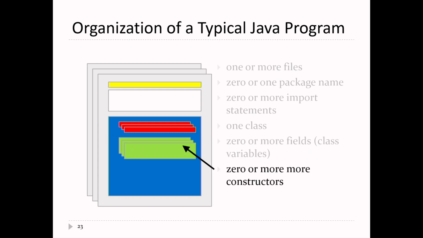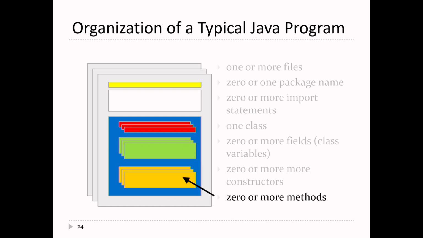Finally, every class is allowed to have 0 or more constructors. So we haven't seen these yet. We haven't implemented these yet. You've used them. So when you write new ArrayList or new String, you're calling a constructor, right? Where do those constructors live? They live inside the class.